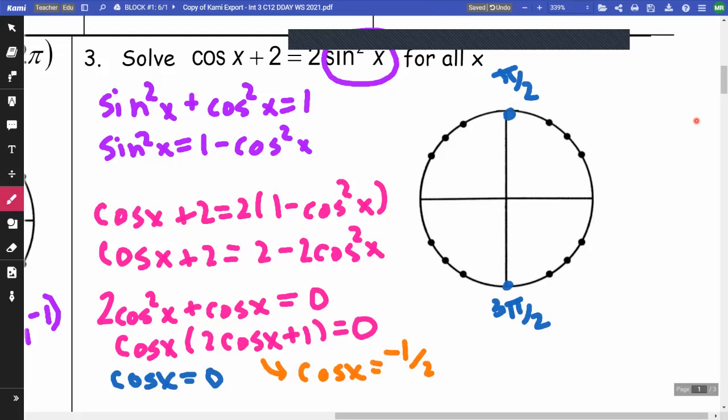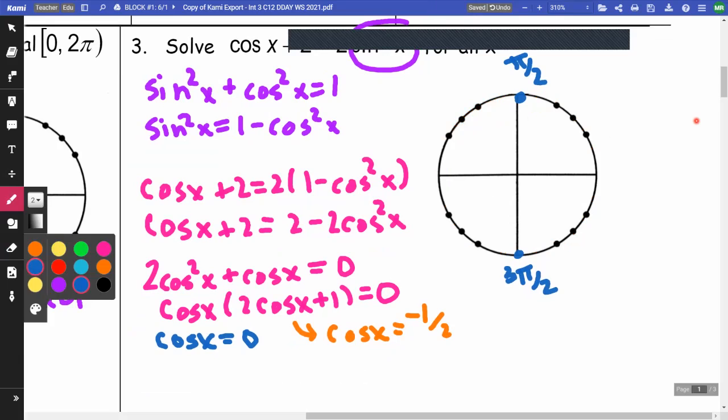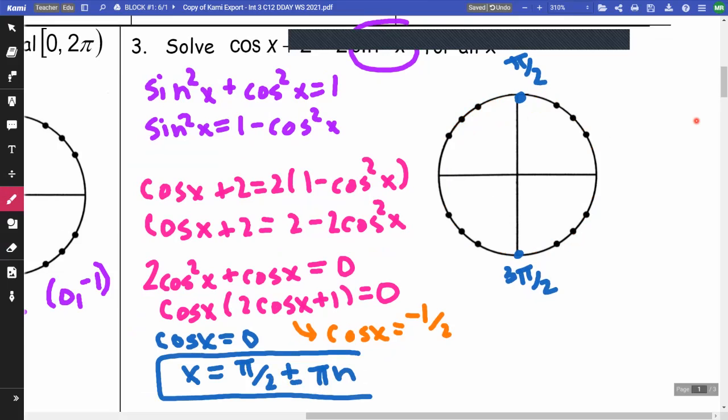Now, we would go plus or minus 2 pi n or 2 pi k, but we want to pay attention. The distance from here to here is the same as the distance from here to here. They're pi away. So instead of writing it as two separate angles plus or minus 2 pi n, I can write this as pi halves plus or minus pi n. So that's going to be one set of answers.